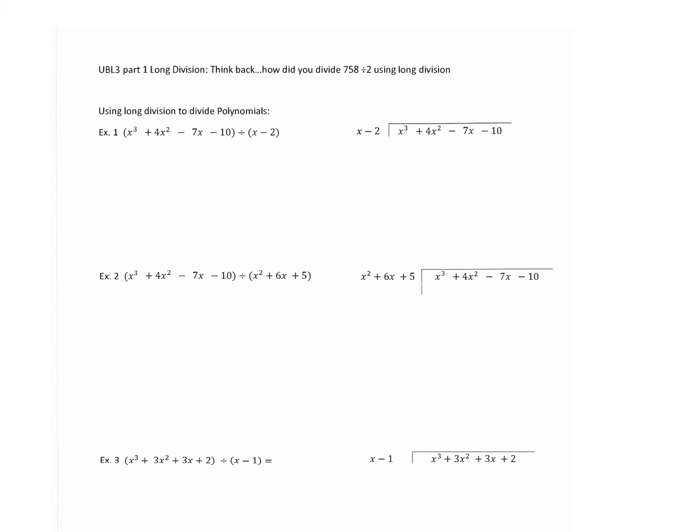Hi Math 2E, this is page 9 of our packet, and this is polynomial long division. Before we get started, let's think back to how we did division in elementary school.